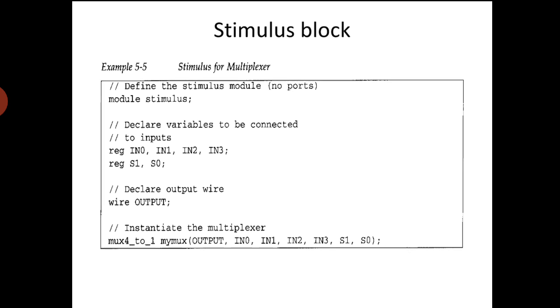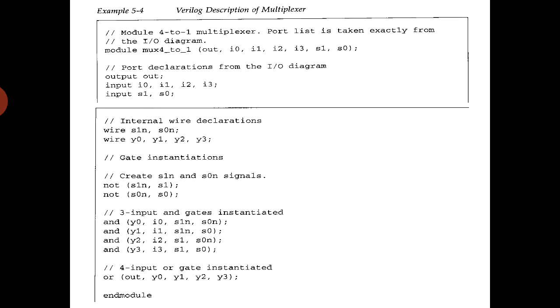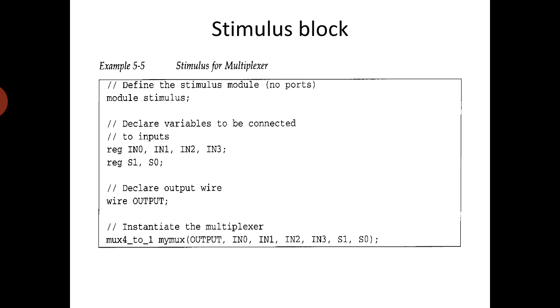Whatever we have written here, we call the design block. In Verilog modeling, we have a design block and a stimulus block. The design block is the actual design; for example, for the 4:1 mux we need to write the code, and that is the design block. The stimulus block is the one from which we test the design block by giving inputs.